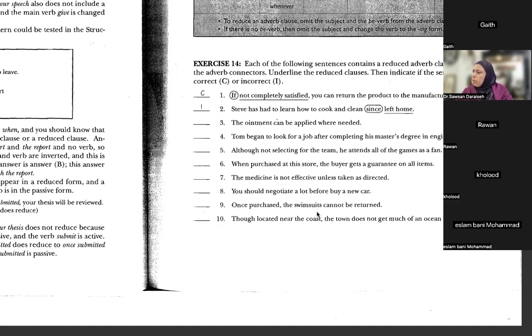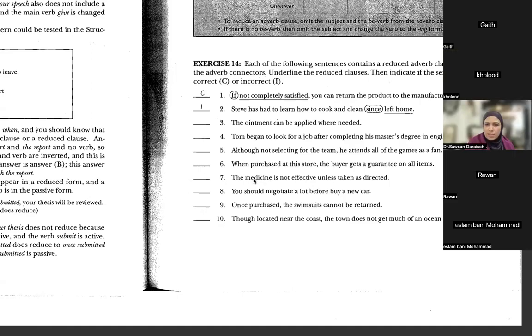When purchased at this store, the buyer gets a guarantee on all items. It's correct. The connector here is when, and originally it was when you are purchased at this store. When purchased at the store, the buyer gets a guarantee on all items. This is wrong, Dr. Ghaith, right? This is wrong.